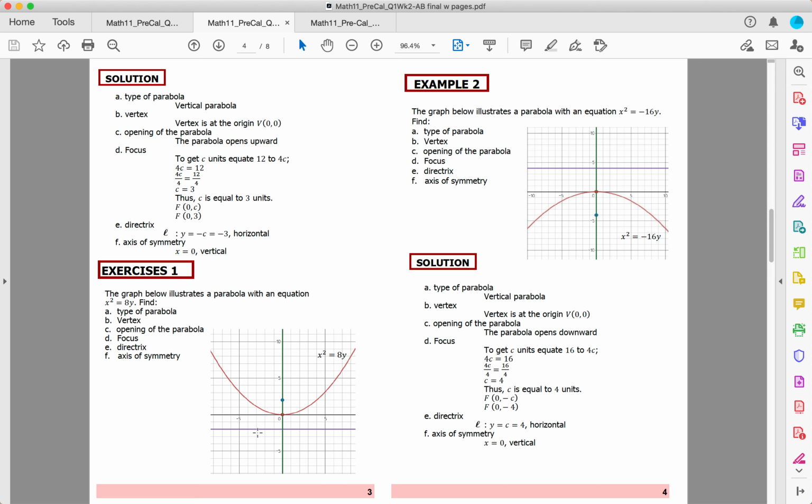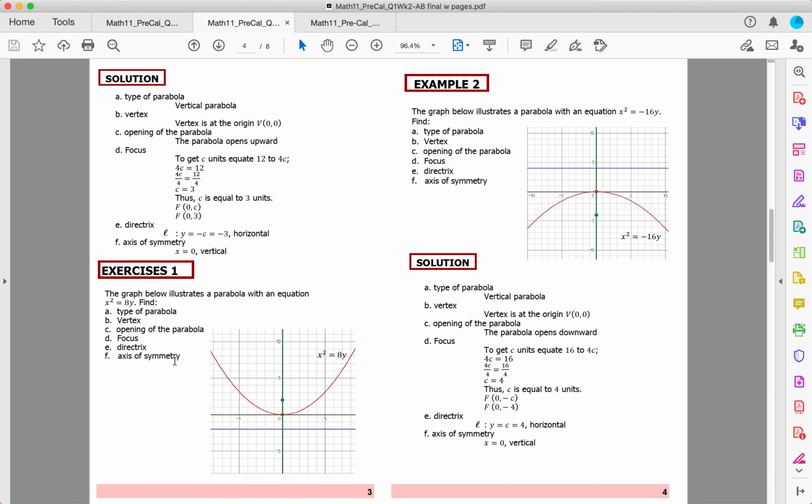But for a directrix, it should be a line crossing the y-axis at 2, because the distance from the vertex to the directrix must be 2 units. You get that from the c value. So therefore, this line is the line whose equation is y equals 2, because it is a horizontal line crossing the y-axis at 2. Okay?